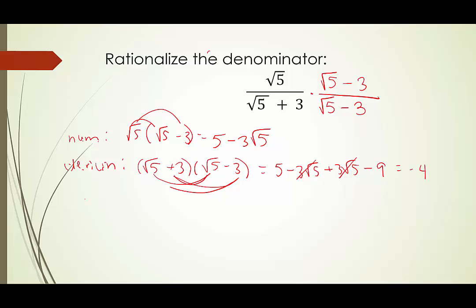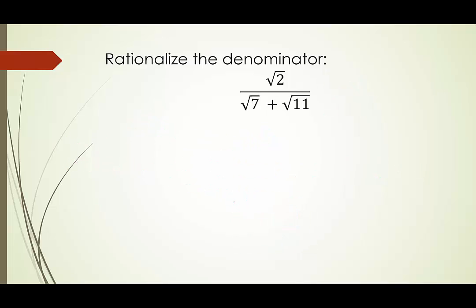All right, so now we're going to put everything back together. Our total rationalized expression will be 5 minus 3 root 5 divided by negative 4. We can leave this as our final answer. You can split the two up if you want to, but I would just, less is more. Just leave it like this.